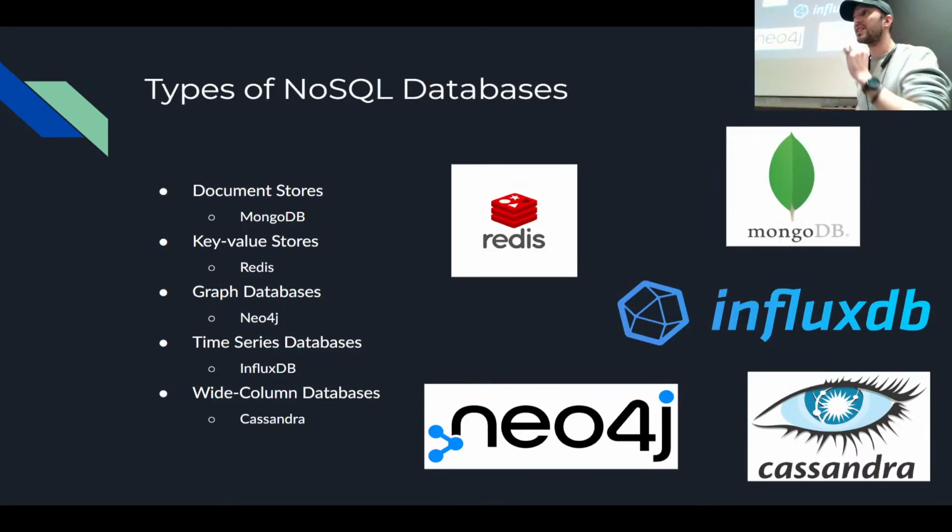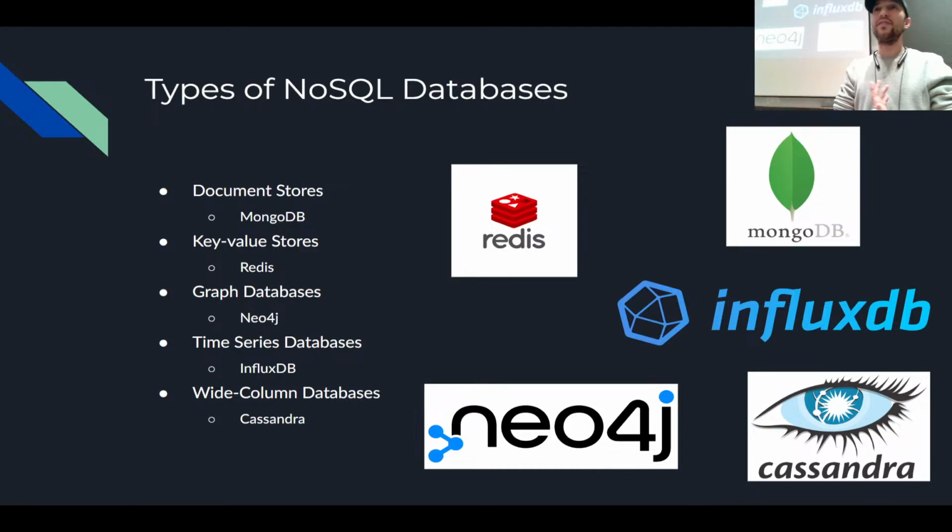There are specific types of NoSQL databases. I've listed here a few of those types, at least the more popular types, and examples of each one. I only did one example because it's been a busy week. For example, there are document stores, usually document being a JSON document. So that's MongoDB, which we're going to cover today.